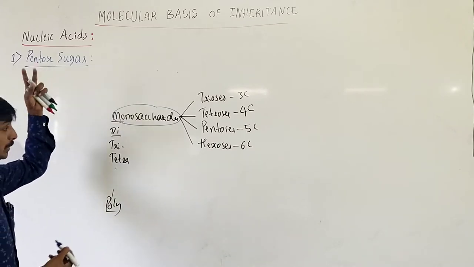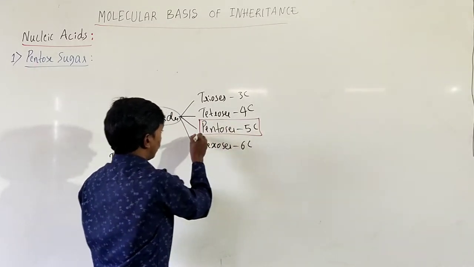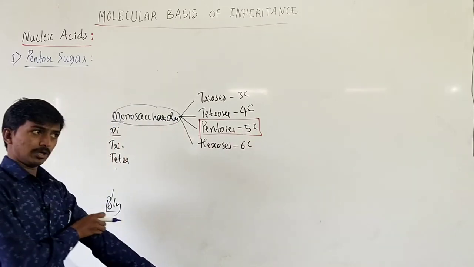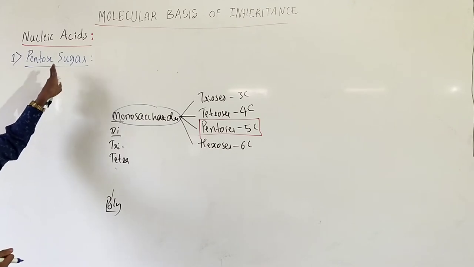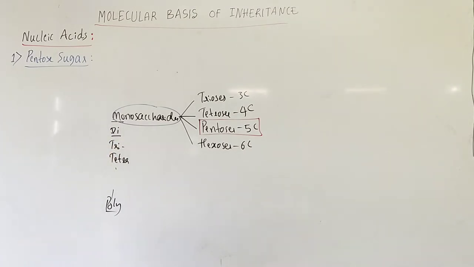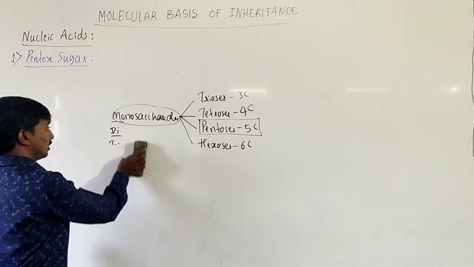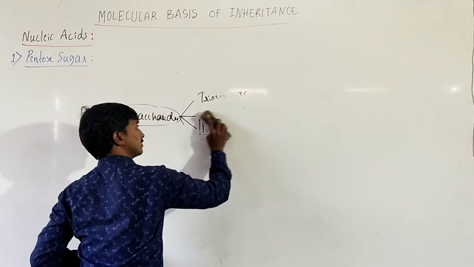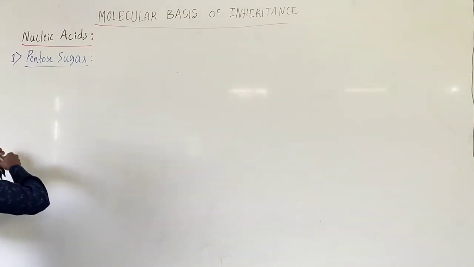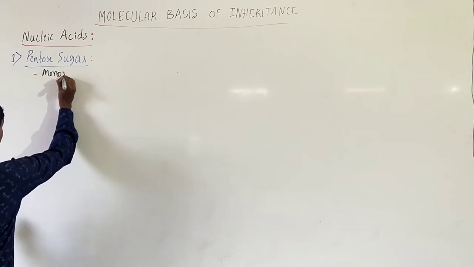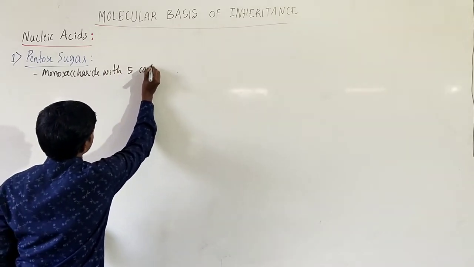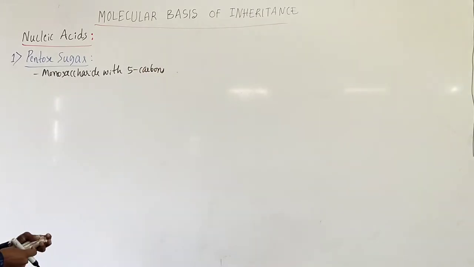So here we have a pentose sugar, that is, a pentose sugar is nothing but a monosaccharide containing five carbons. Okay, so hope you have got an idea what a pentose sugar is. It is a monosaccharide containing five carbons. Okay, we'll just draw a brief diagram of the pentose sugar, so we'll understand what that is. It is nothing but a monosaccharide containing five carbons, so it is named a pentose. So, pentose sugar is a monosaccharide with five carbons.